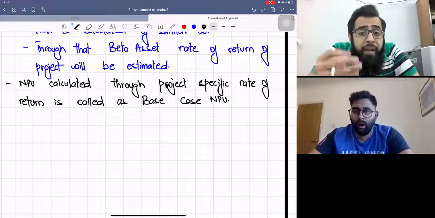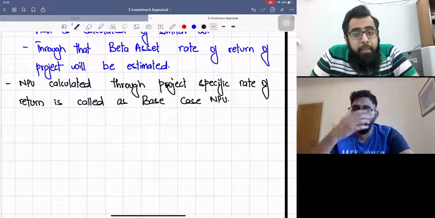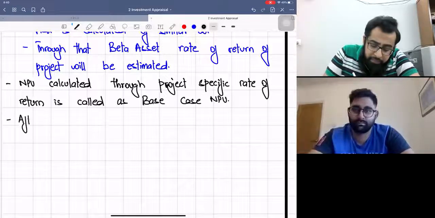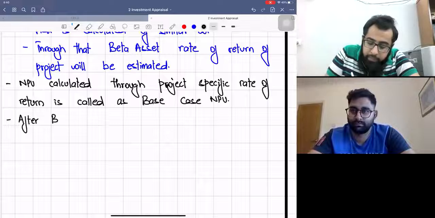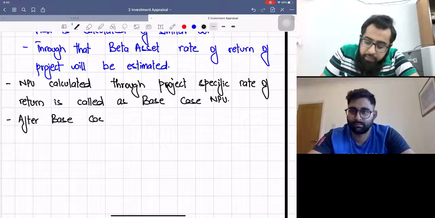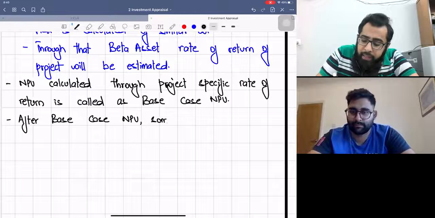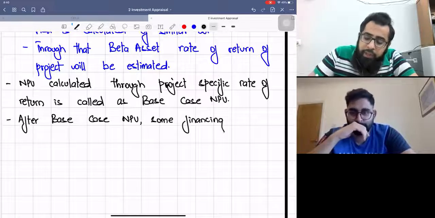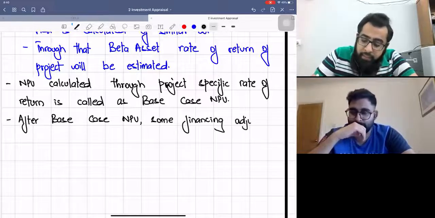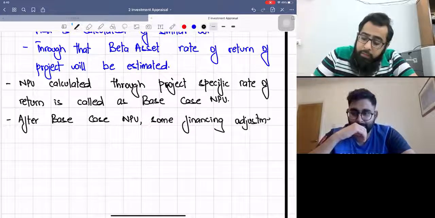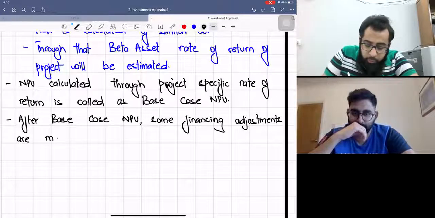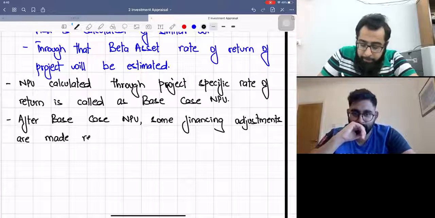Now there are some financing adjustments made. Now what are those financing adjustments? After base case NPV, some financing adjustments are made relating to the project. Listen to it very carefully. Some financing adjustments are made relating to the project.